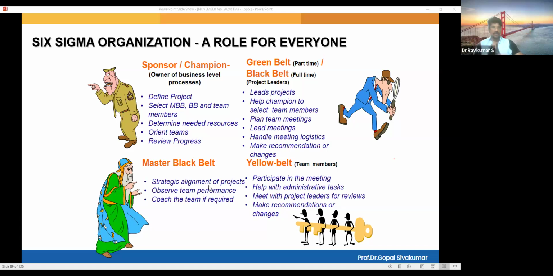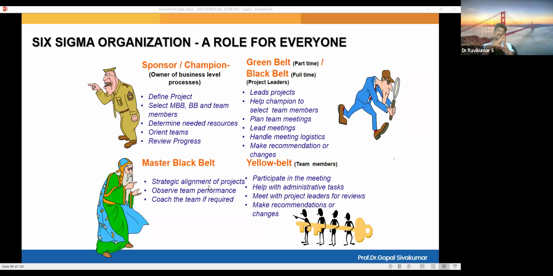Then comes the champions or the sponsors. See, these guys give the final approval for any Six Sigma projects. Okay, and they have the final authority in selection of the team members. If they want to change, then obviously it must be changed. Then they finalize the resources required. Then they regularly conduct toll gate meetings and review the progress.